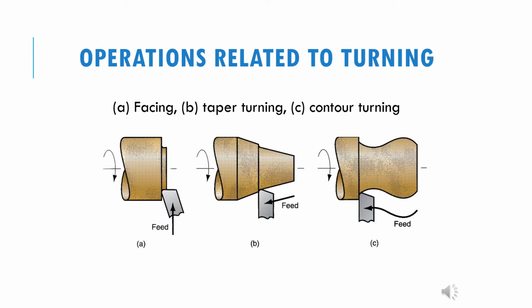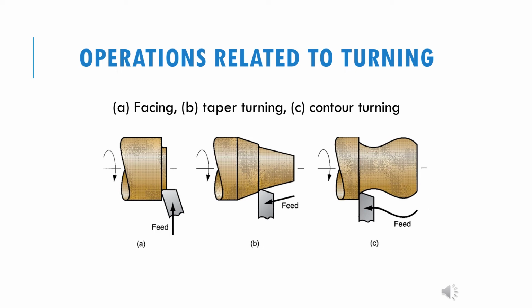Now, let's see some operations related to turning. Okay, so A is showing the facing process. Facing is usually the initial process before the real turning process is performed. The purpose of facing is usually to remove the outer layer of the work material, so that a straight workpiece can be achieved before the machining takes place.